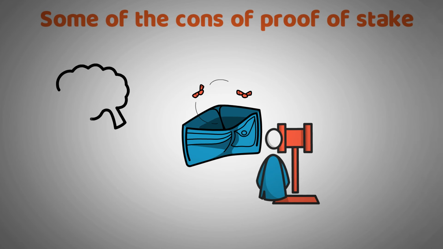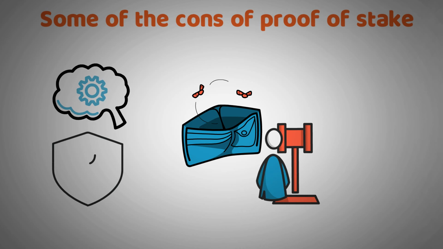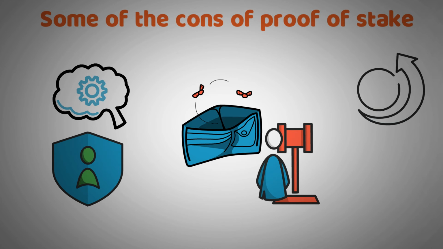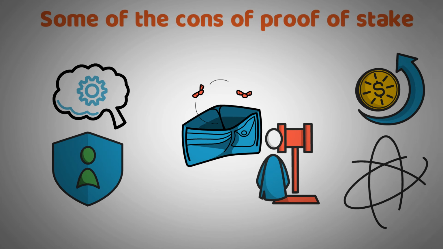2. The proof-of-stake protocol is still relatively new, and its security is not as proven as the proof-of-work protocol, which has been around for almost a decade. 3. Staking rewards are not as high as mining rewards. 4. Users with a large number of coins can influence the outcome of the consensus process.